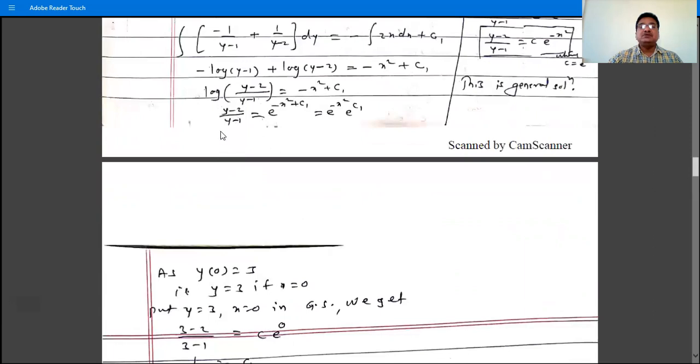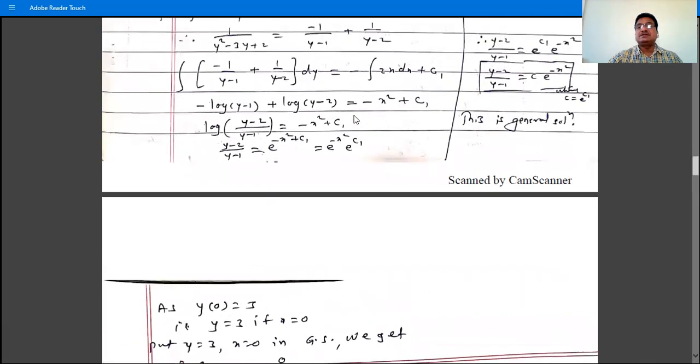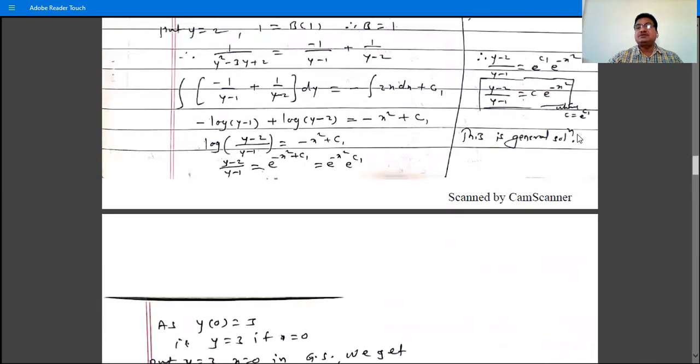And so (y minus 2) divided by (y minus 1) is equal to e raised to minus x square plus C1. If you shift the log, its inverse is the exponential function. So if log a is b, then a is e raised to b. So e raised to minus x square into e raised to C1, by factorization, same base and addition of powers. And suppose this e raised to C1 as C.